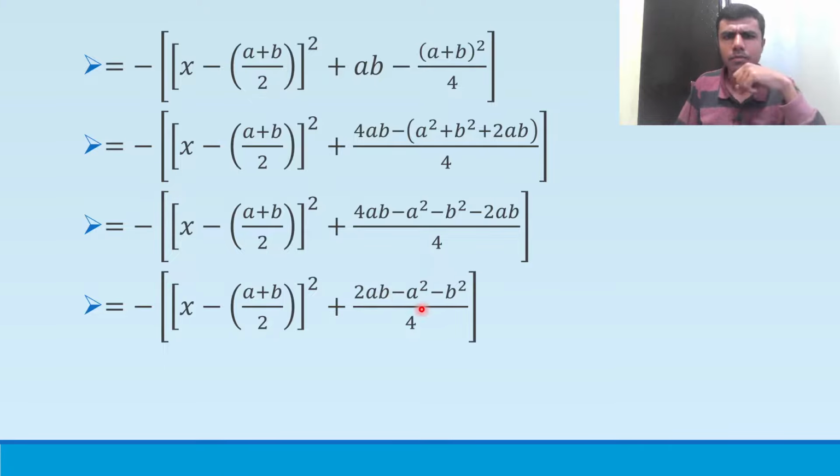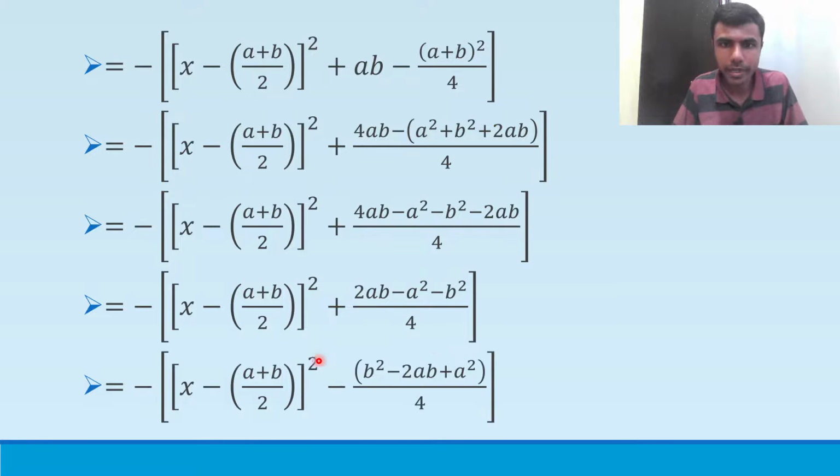Now in this term, 2ab minus a square minus b square by 4, I'm going to take minus common. If I take minus common, then a square and b square, which are negative, will become positive. So b square I'm writing in the front, b square minus 2ab plus a square. The 2ab was positive, but since minus is taken common outside, this will be negative inside the bracket. So b square minus 2ab plus a square.